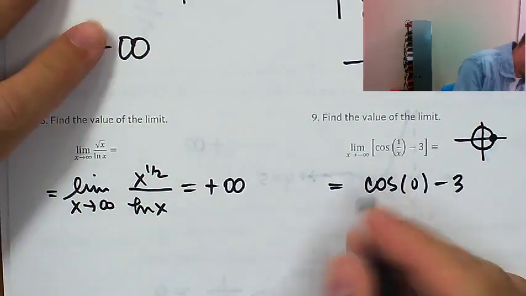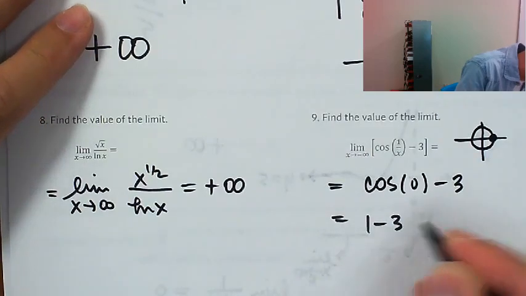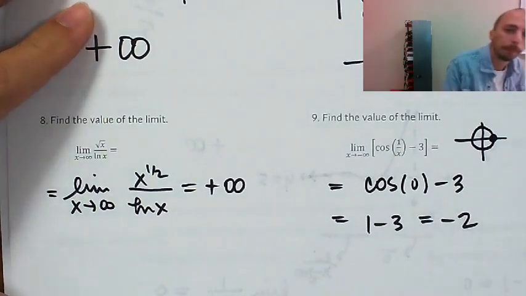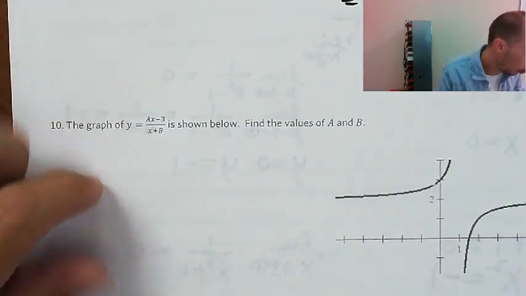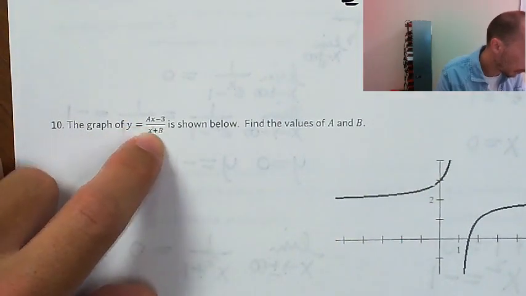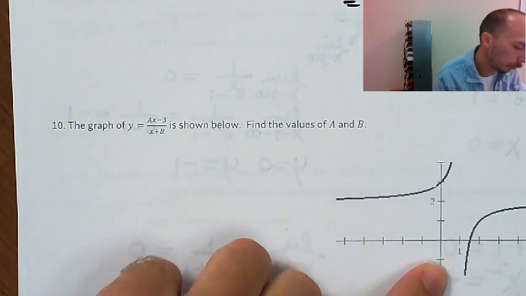And so we know that cosine of 0 is going to be 1. And so that's 1 minus 3, which is going to be negative 2. All right. And then the last one on the graph of y equals (ax minus 3) over (x plus b) is shown over here. What's a and b?